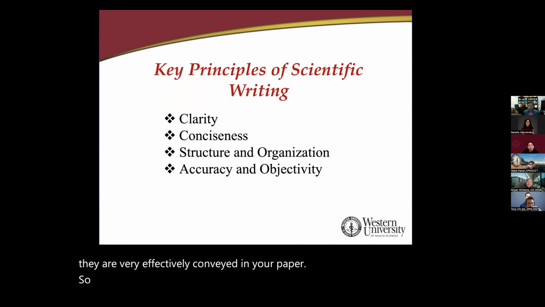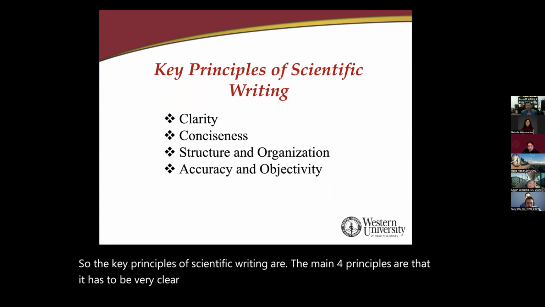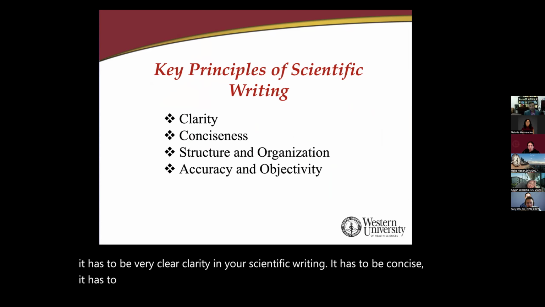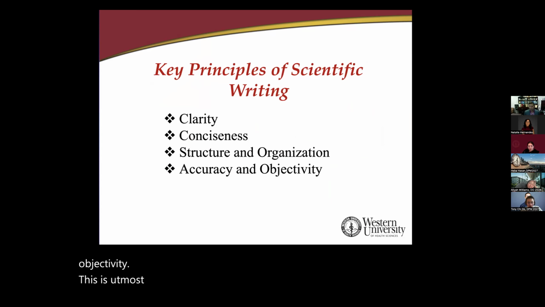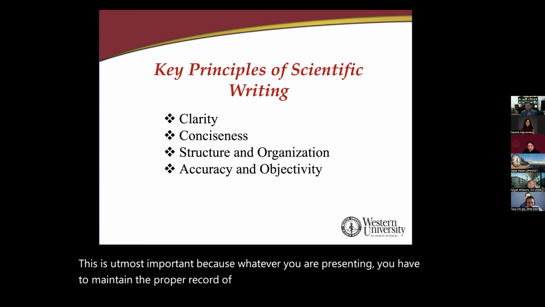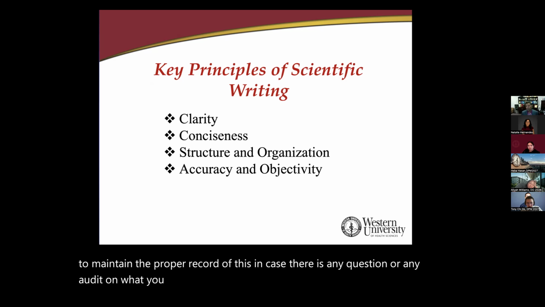The main 4 key principles of scientific writing are that it has to have clarity. It has to be concise. It has to be well organized with a proper structure. And whatever you present has to be accurate, with objectivity. This is of utmost importance because whatever you are presenting, you have to maintain a proper record of it in case there is any question or any audit on what you have published.